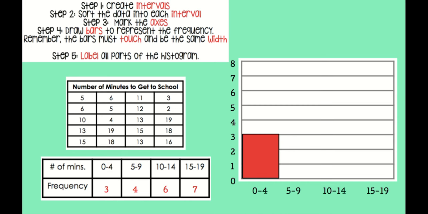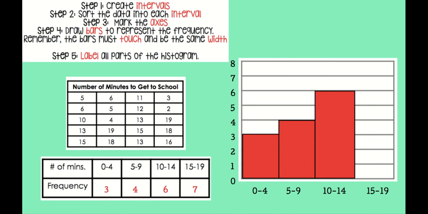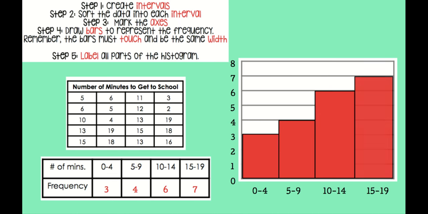5 to 9 should reach 4. 10 to 14 should reach 6. And 15 to 19 should reach 7. Next, and the last part, is labeling. So the bottom is labeled the number of minutes, and the side is labeled frequency for how many times each occurred. And just like any bar graph, a histogram needs a title, so it is put at the top.